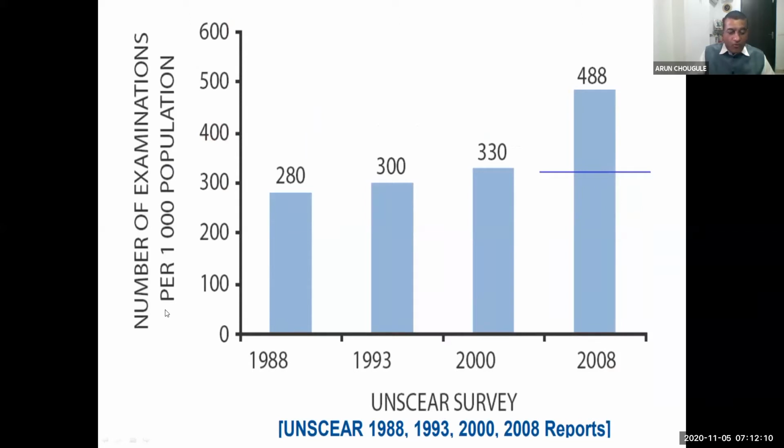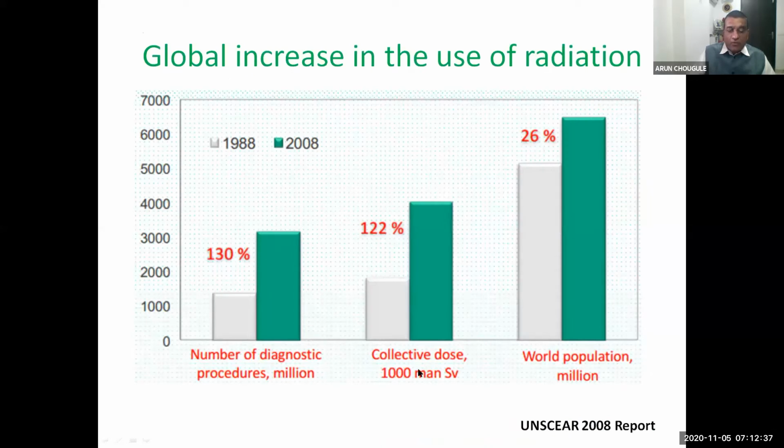Again, if you look at the UNSCEAR reports from 1988, 1993, 2000, 2008, and compare the 2000 and 2008 reports, the number of examinations per 1,000 population has risen from 330 to 488, almost 1.5 times more in just 8 years. Similarly, if you look at the growth of the number of diagnostic procedures and collective dose in man-sievert, there is a 130% rise in diagnostic procedures and the collective dose is 122%, whereas the population growth from 1988 to 2008, over 20 years, is 26%. So diagnostic procedures are increasing at a much faster rate than the population growth.